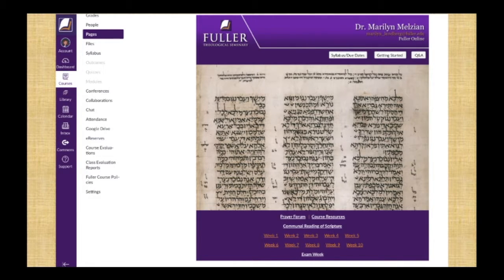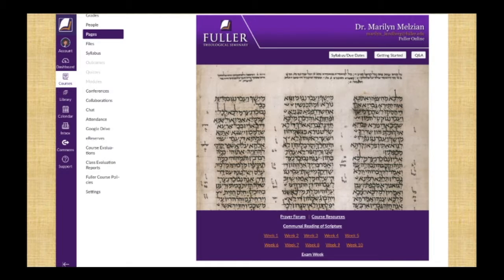This is the front page of the class, and you can see at the top there are links to the syllabus, getting started, and question and answer. Down at the bottom, prayer forum, course resources, communal reading of scripture, and links to every week where you can find all the resources and assignments, and also one for exam week.